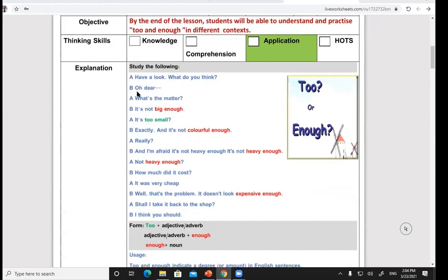Have a look. What do you think? Oh dear. What's the matter? It's not big enough. It is too small. Exactly, and it's not colorful enough. Really? And I am afraid it's not heavy enough. How much did it cost? It was very cheap. Well, that's the problem. It doesn't look expensive enough. Shall I take it back to the shop? I think you should.